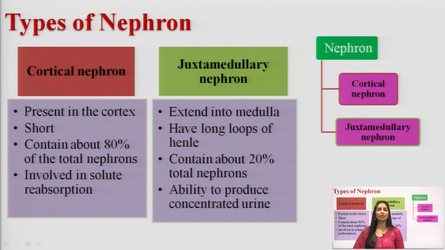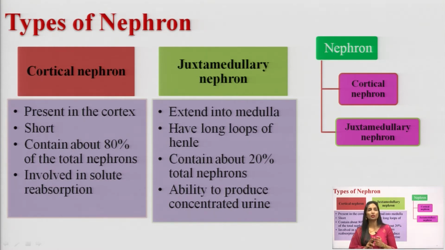So, if I am talking about the types of nephron, the nephron has been divided into two main types. One is the cortical nephrons, which is why you call them cortical nephrons, as they are present inside the cortex. And the second type of nephron is the juxtamedullary nephrons, which are present inside the medulla.